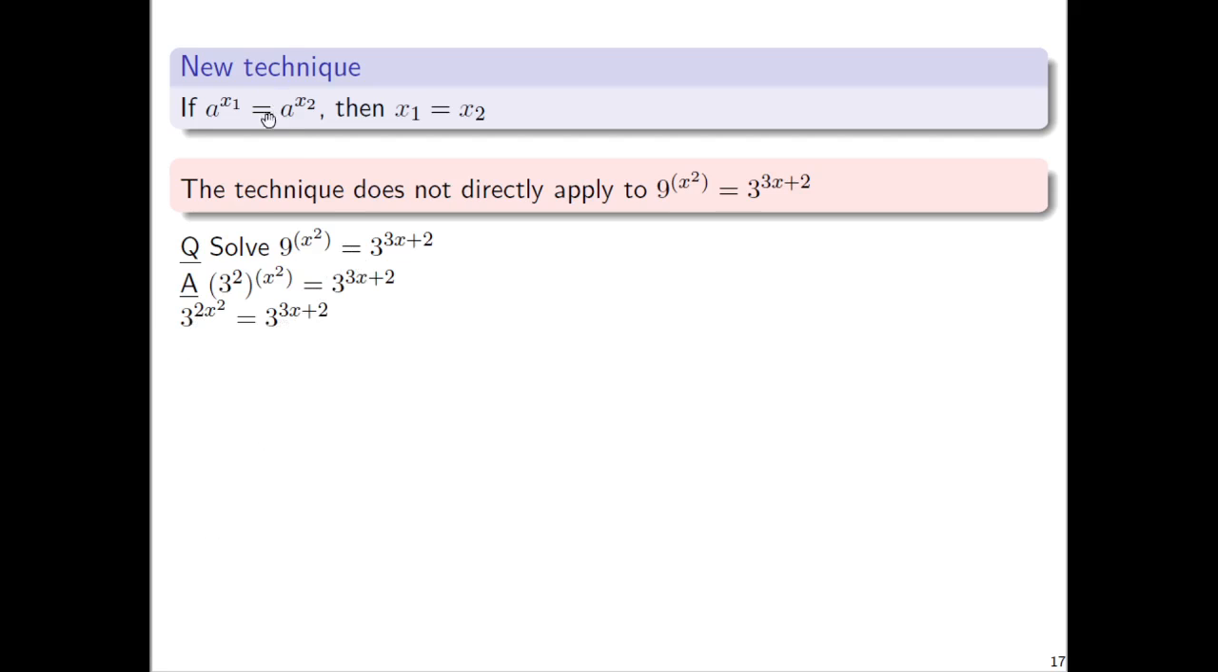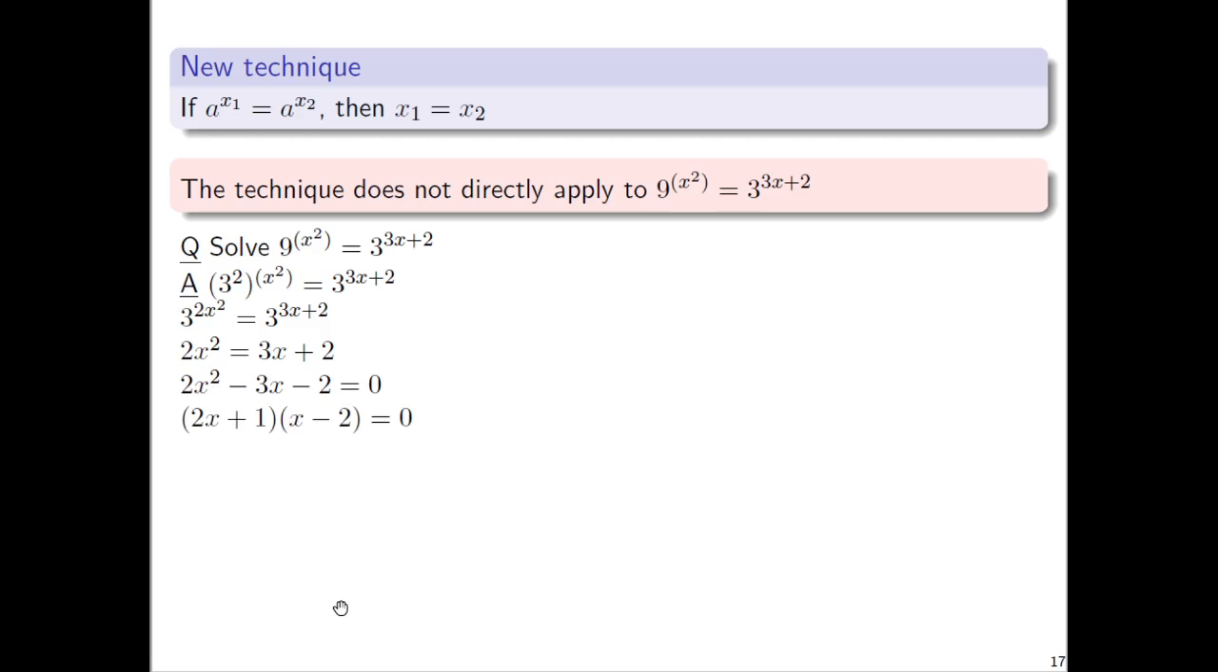Now we can apply the new technique because both sides are base to an exponent only and the bases match. Since the bases are both 3's, don't put slashes through the 3's, just set the exponents equal. We have 2x squared is equal to 3x plus 2. This is a quadratic equation. Let's get all terms on one side. So subtract 3x on both sides, subtract 2 on both sides, and you end up with 2x squared minus 3x minus 2 equals 0.